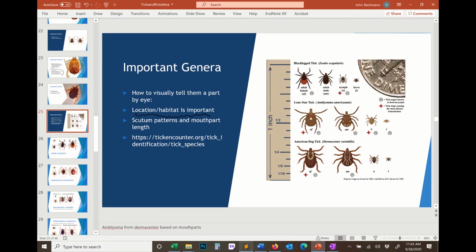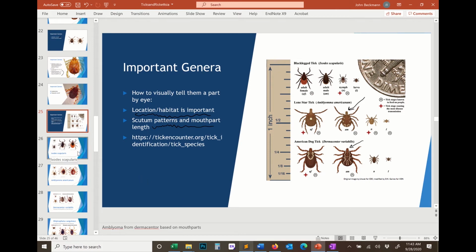And then once you have it, you can just look at it. What you want to look at are the patterns on the scutum, which are the visual things, and I'll show you, and then the mouthpart length. The ones that you might actually confuse are Amblyomma versus Dermacentor. Sometimes these can look similar, and then you just look at their mouthparts. Amblyomma have long mouthparts, and Dermacentor have short, stubby mouthparts. Those are the only ones you might actually confuse.